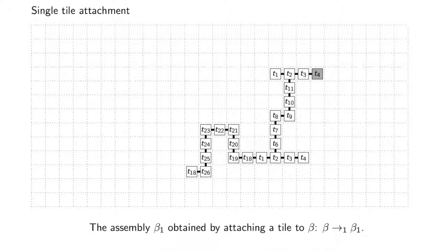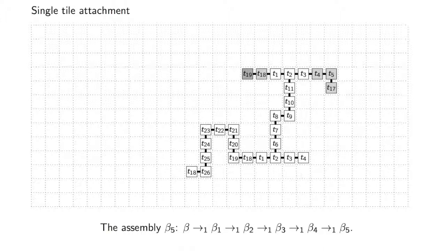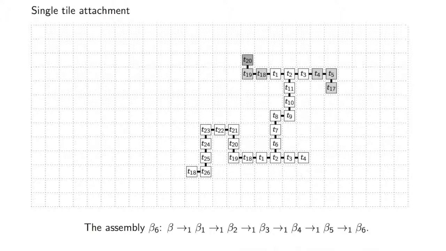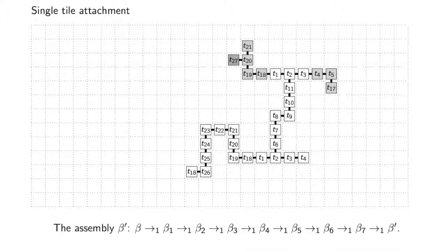Here we attach a new tile T4 to the assembly beta. This tile is in gray. We obtain a new assembly called beta 1. Let's make beta 1 grow some more. Here is beta 2. Here is beta 3. Here is beta 4. Here is beta 5. Here is beta 6. Here is beta 7.